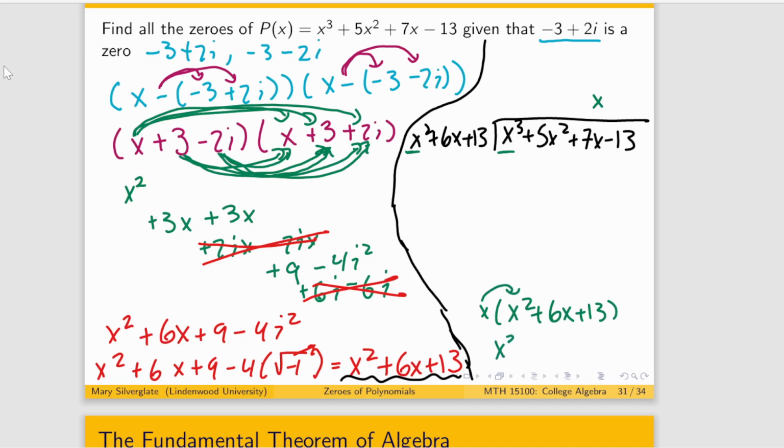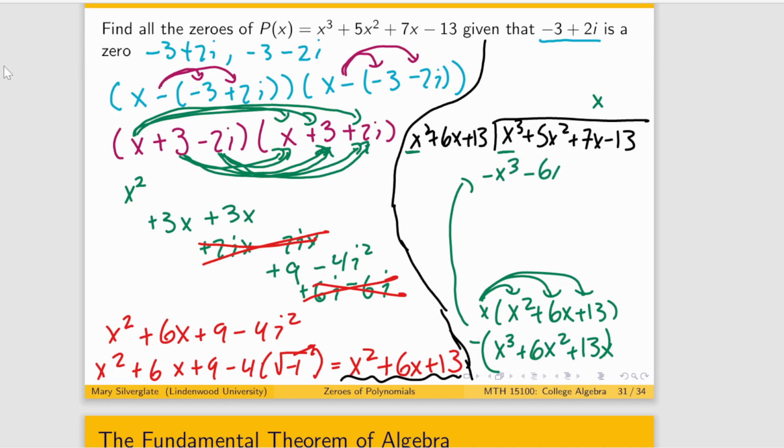X times x squared gets us x cubed. X times 6x gets plus 6x squared. X times 13 gets us plus 13x. And then I want to subtract the whole thing. So that becomes minus x cubed minus 6x squared minus 13x.